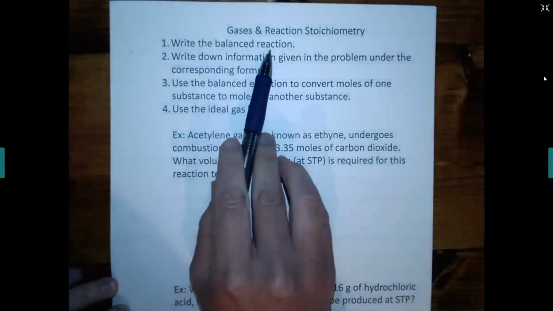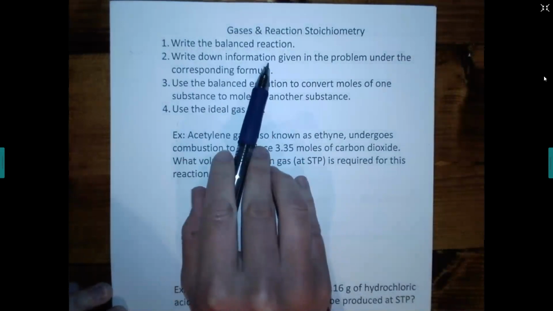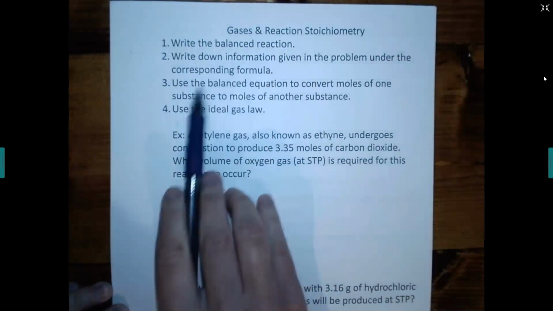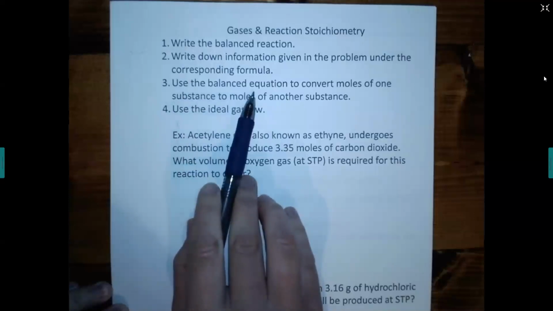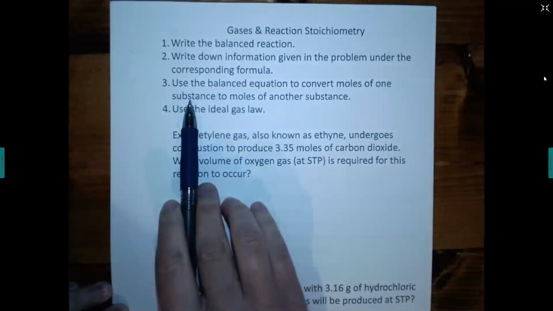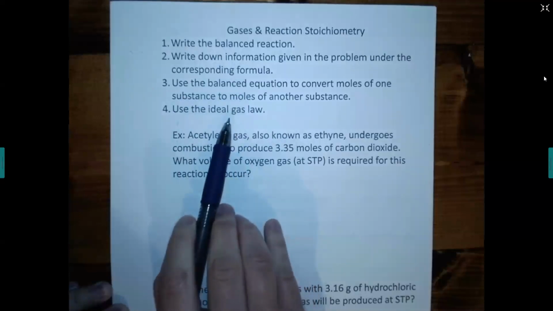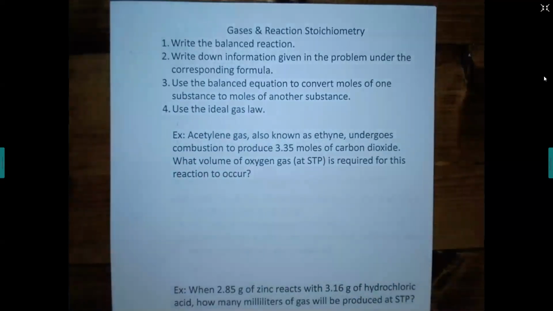You're going to write a balanced equation. You're going to write down the information given to you in the problem. You're going to use the balanced equation to convert moles of one substance to moles of another substance, and then you're going to use the ideal gas law.